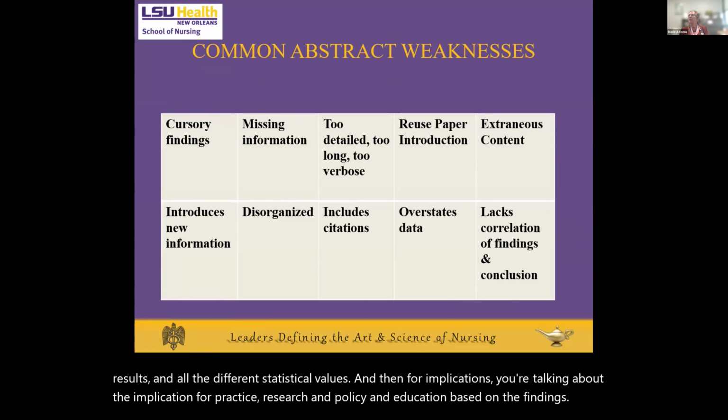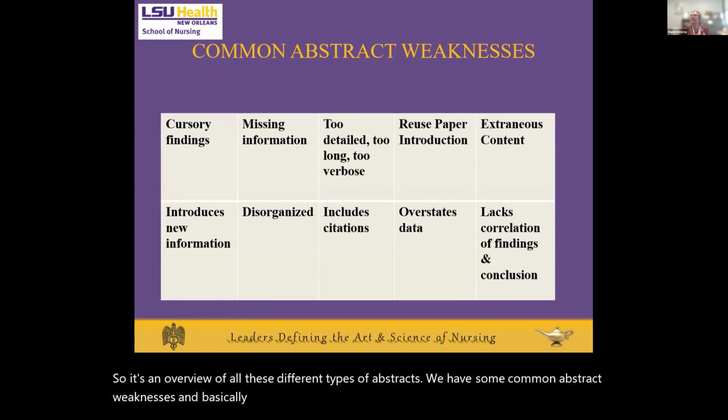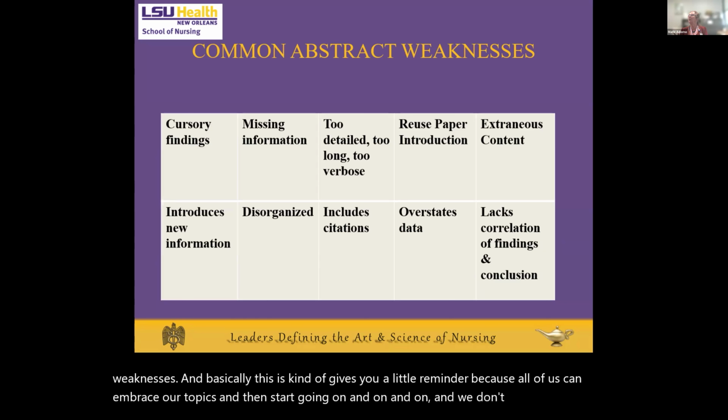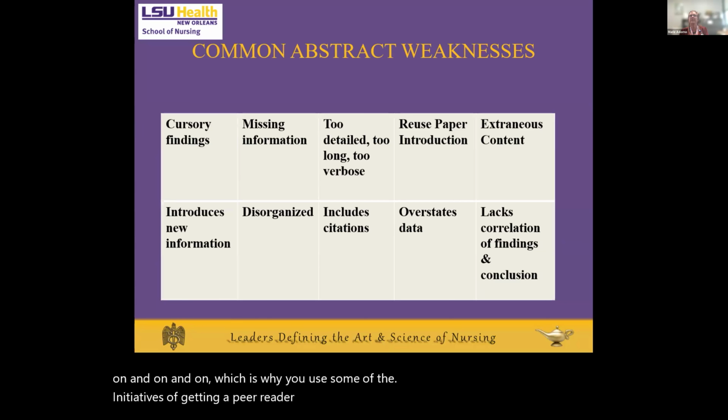So as an overview of all these different types of abstracts, we have some common abstract weaknesses. And basically, this gives you a little reminder, because all of us can embrace our topics and then start going on and on and on. And we don't think we're going on and on and on, which is why you use some of the initiatives of getting a peer reader and a mentor, etc.